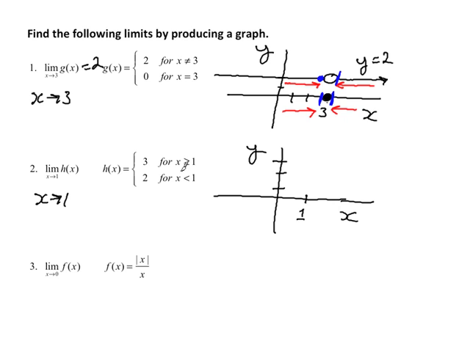So for x greater than or equal to 1, the value of h of x is 3. So it's right here. Greater than or equal, I'm going to include 1. So it's going to look like this. For x strictly less than 1, the value of h of x is going to be 2. So that's an open hole, and that's at 2. See, this is 1, 2, and 3. So that's what my function looks like.